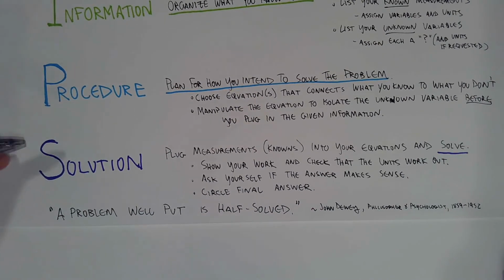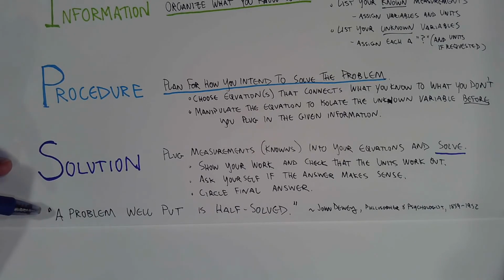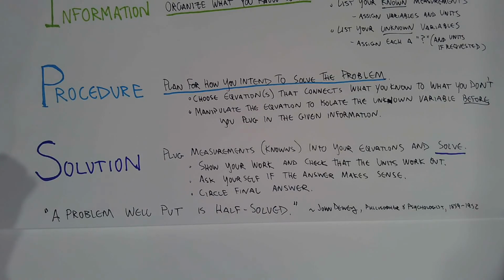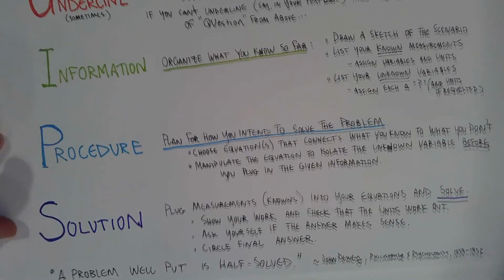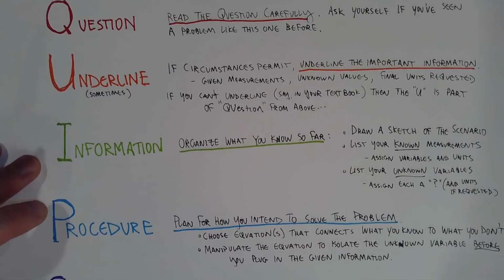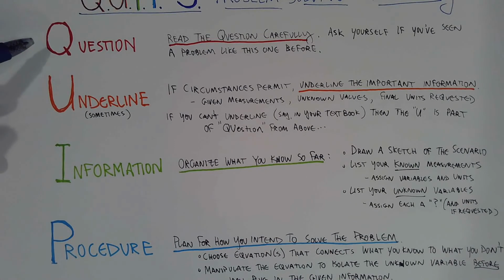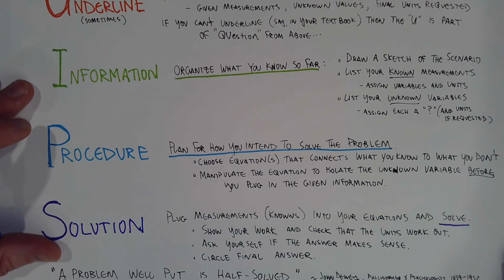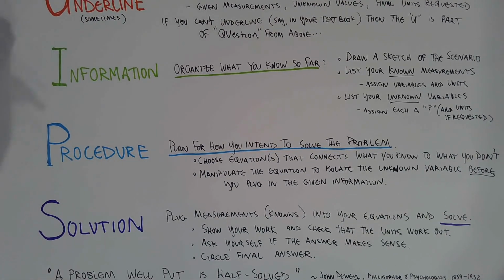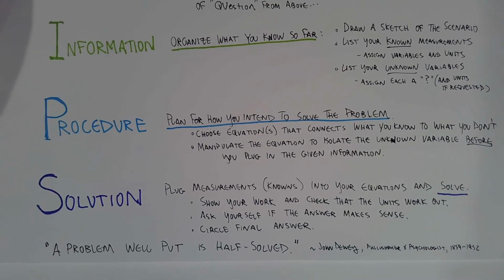And a little quote to wrap things up here. A problem well put is half solved. Honestly, I think John Dewey underestimated it a little bit as far as physics goes. If you have put your problem well, I would say well put involves the first 4 letters. And again, that's more than half solved. That's like 80% plus. But hey, point well taken, John Dewey, nonetheless.